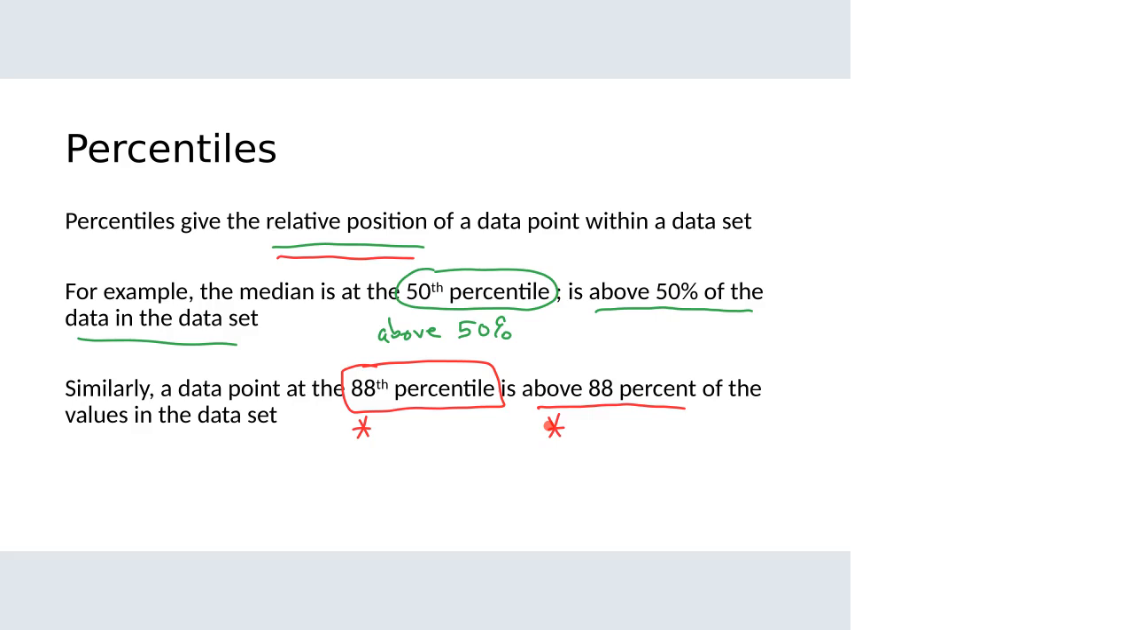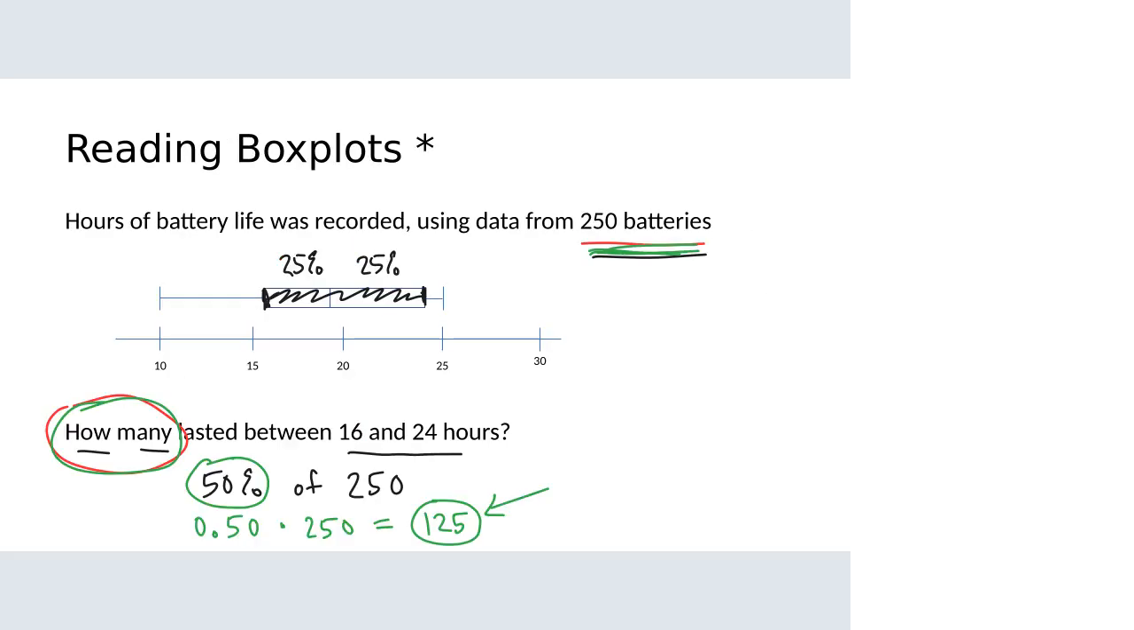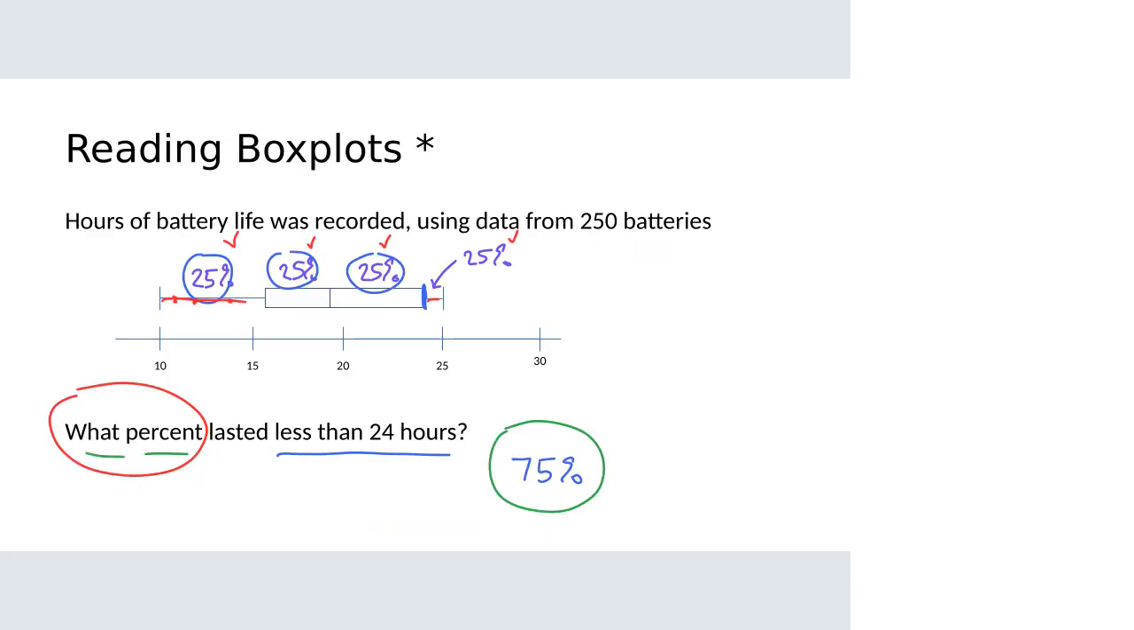We have no idea what their actual score was. Percentile just tells us how they did compared to everybody else. Percentile tells us where a data point is relative to all the other data points in the data set. With that in mind, we could say that the upper quartile here is at the 75th percentile because 75% of the data are lower than the upper quartile.